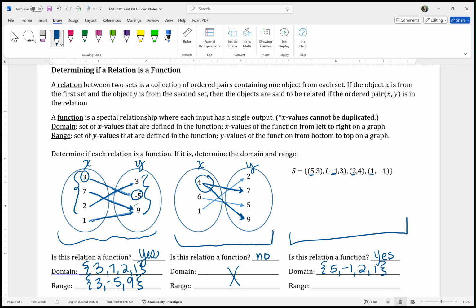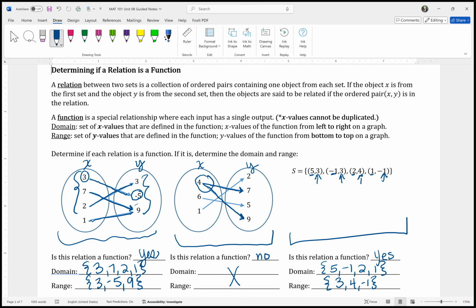And then our range are the Y values. So 3, 3, 4, and -1. But remember, I don't have to write duplicates. So this would just be 3, just one time, and then 4 and -1. Okay? So that's a general idea of how to determine if something is a function, and then the domain and range from a set of ordered pairs. Okay, that's what you basically were seeing with these three.